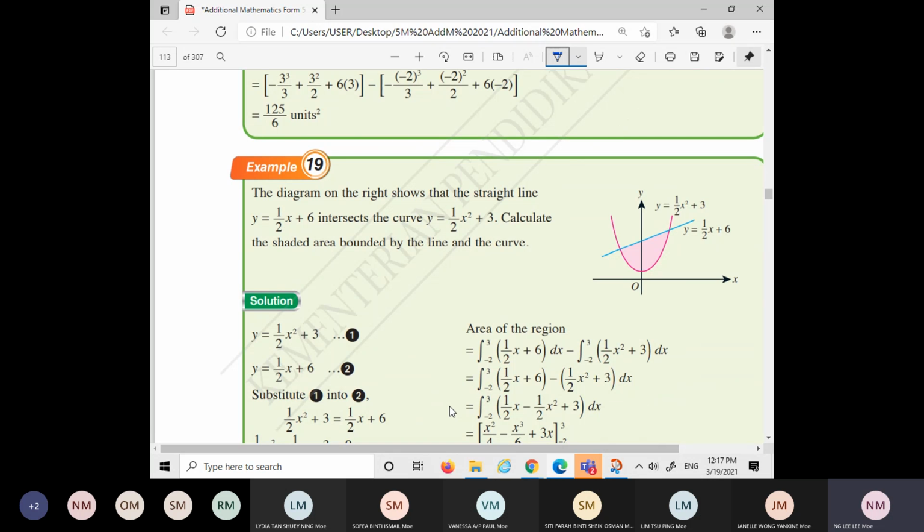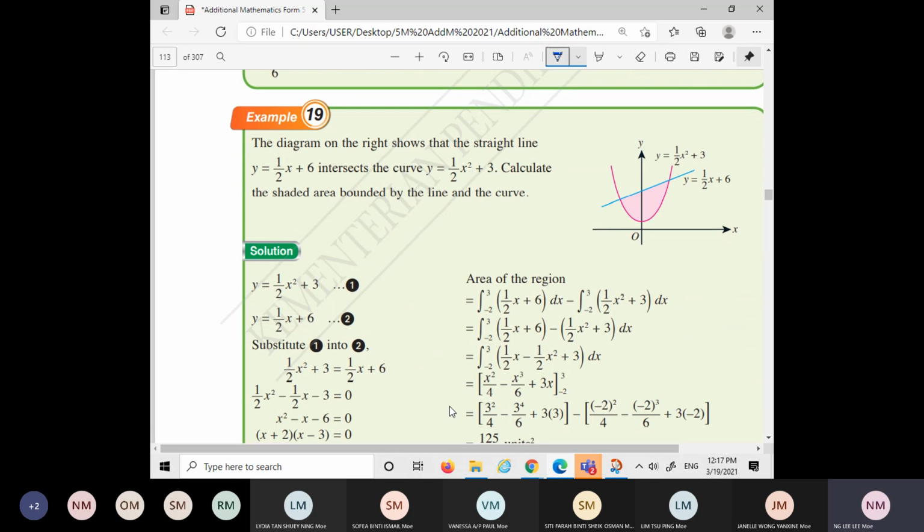Look at example 19. The diagram on the right shows the straight line. This is a straight line, and it intersects the curve. This is a curve. Calculate the shaded area bounded by the line and the curve. Same thing. You see, now the line is on top of the curve for this area. Therefore, you have to use the line function minus the curve function.